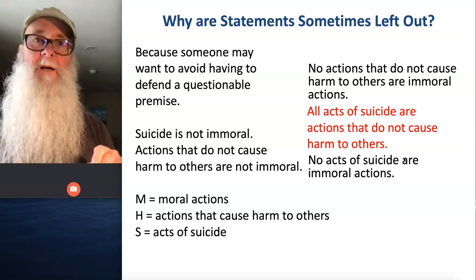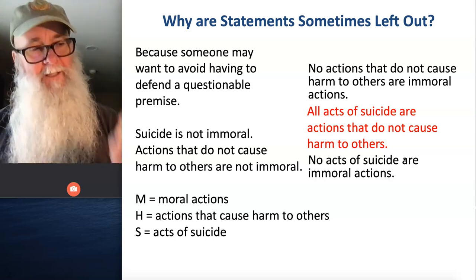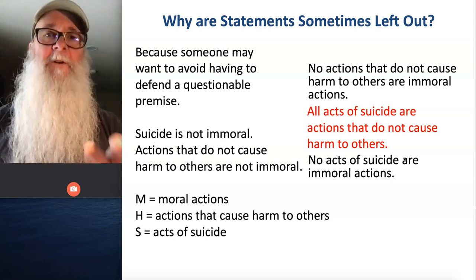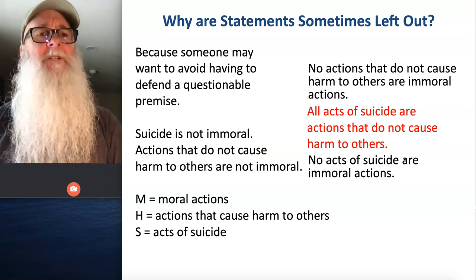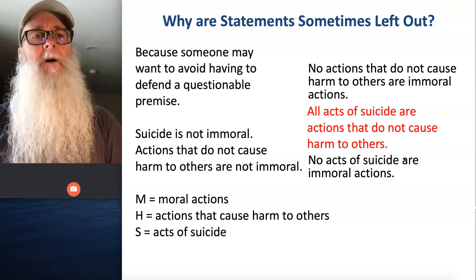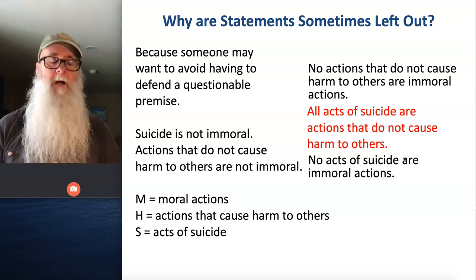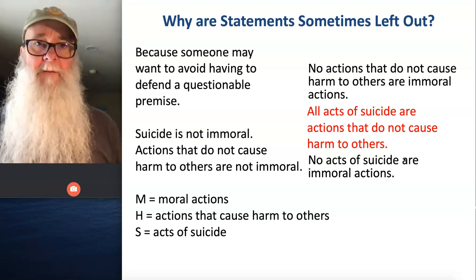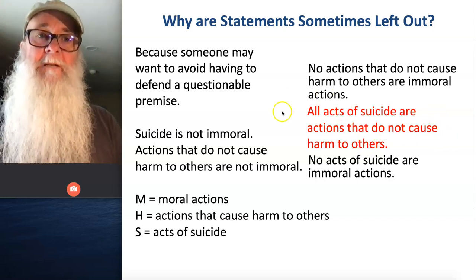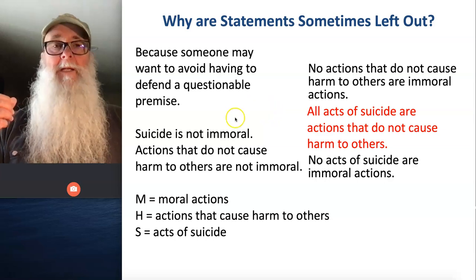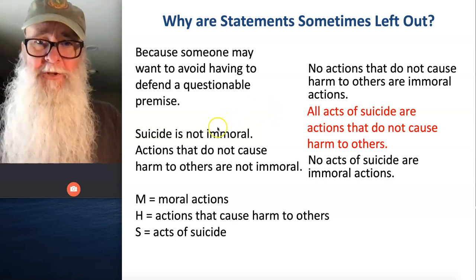So even though we have a valid argument, we clearly have an unsound argument. Maybe even the first premise of this argument is also a false statement. Maybe it's not true that no actions that do not cause harm to others are immoral actions. So this argument is valid but unsound, because this unstated or missing premise is an untrue statement.